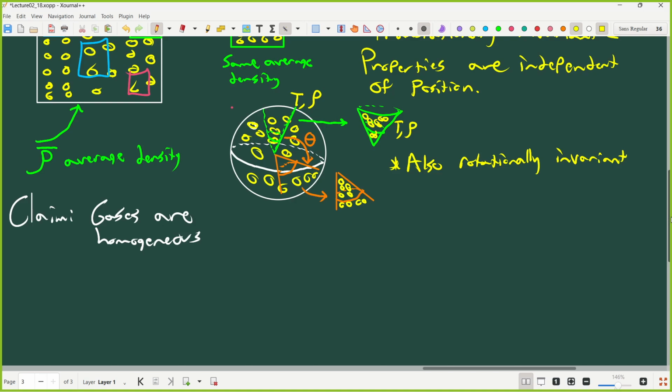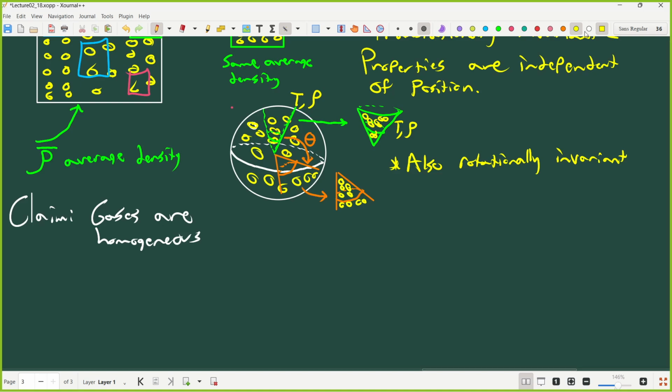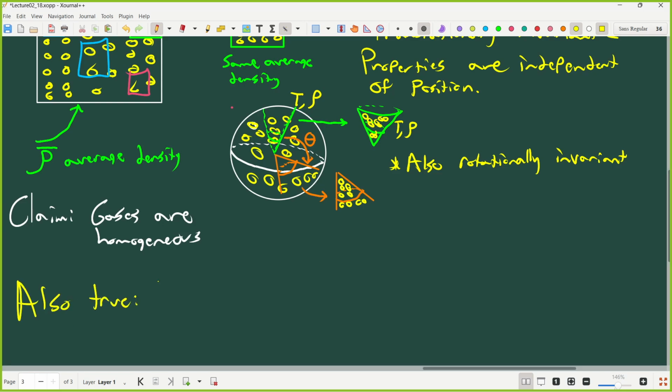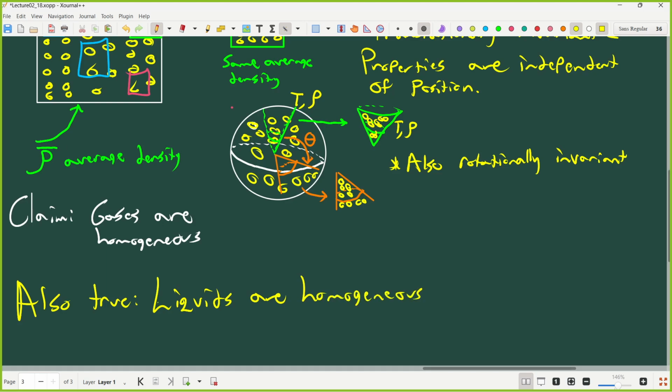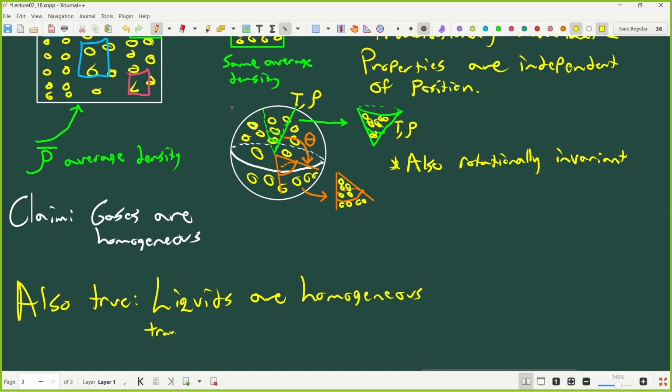So liquids are also rotationally and translationally invariant. I don't even need to draw that. Also true, liquids are homogeneous, and translationally and rotationally invariant.